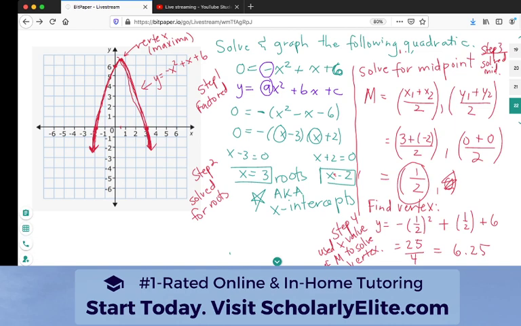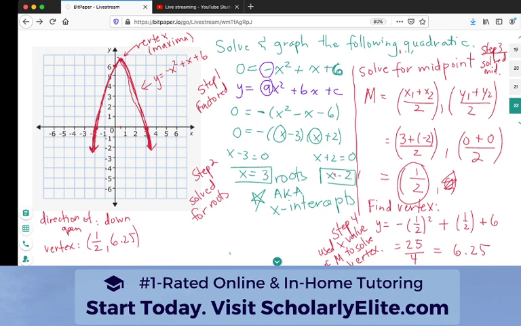So your teacher might ask you the direction of opening, and that's going to be down. They might ask you, what's the vertex? Well, the vertex here, very simple. It's positive 1/2 and 6.25.